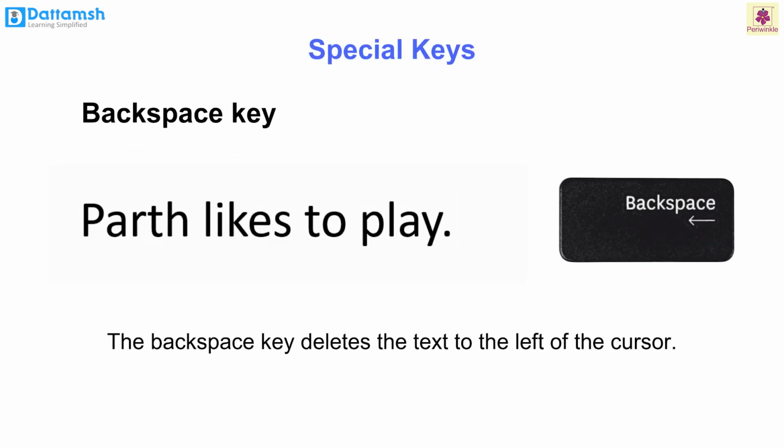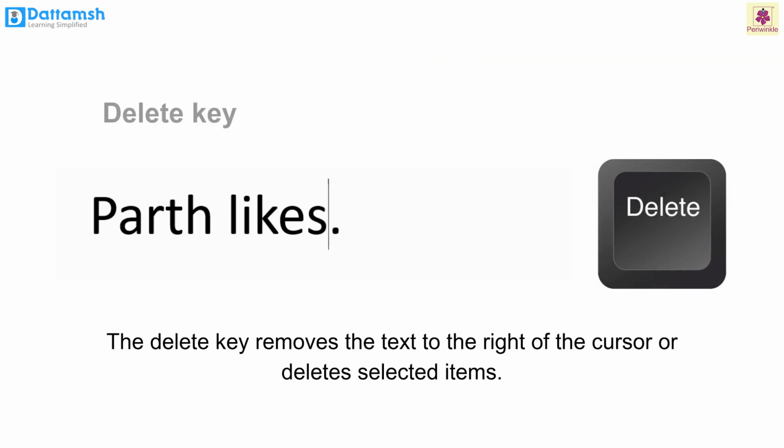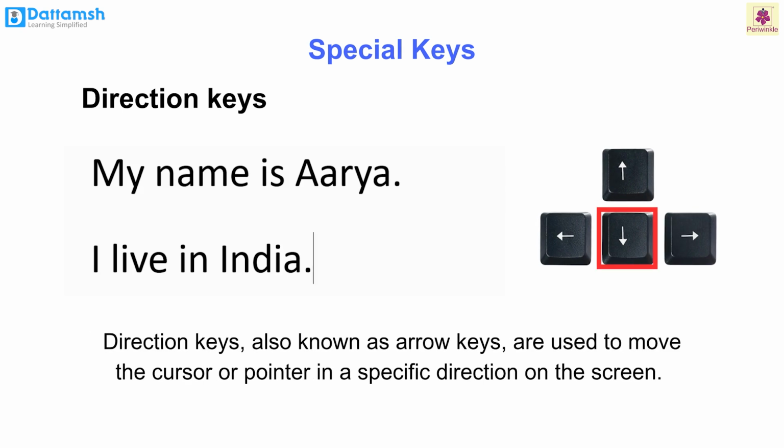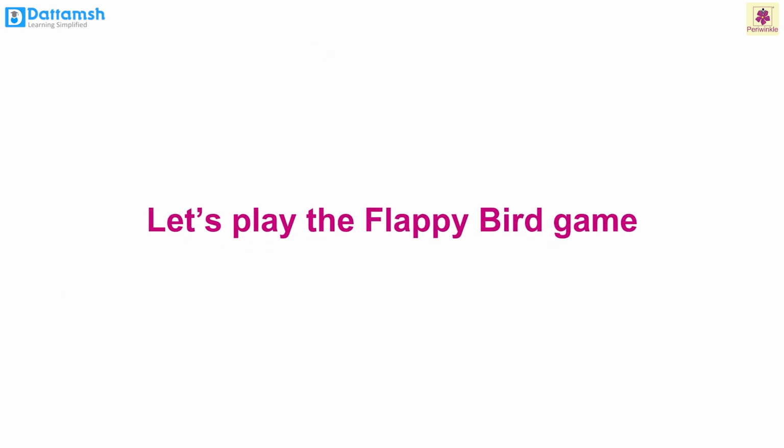Backspace key. The backspace key deletes the text to the left of the cursor. Delete key. The delete key removes the text to the right of the cursor or deletes the selected item. Direction keys. Direction keys, also known as arrow keys, are used to move the cursor or pointer in a specific direction on the screen.